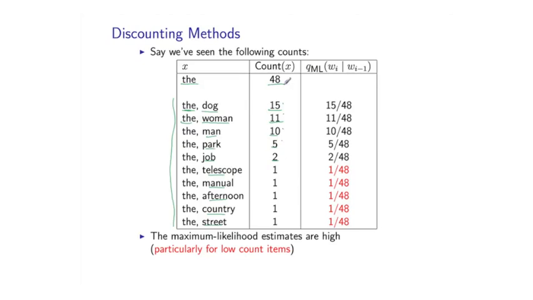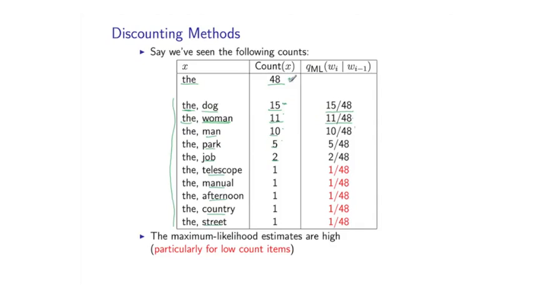So now if we consider the maximum likelihood estimates in this case, they're going to be, for example, 15 divided by 48 for the probability of dog following "the", 11 out of 48 probability of woman following "the", and so on, just the ratio of this count to the total number of times that I've seen the word "the".